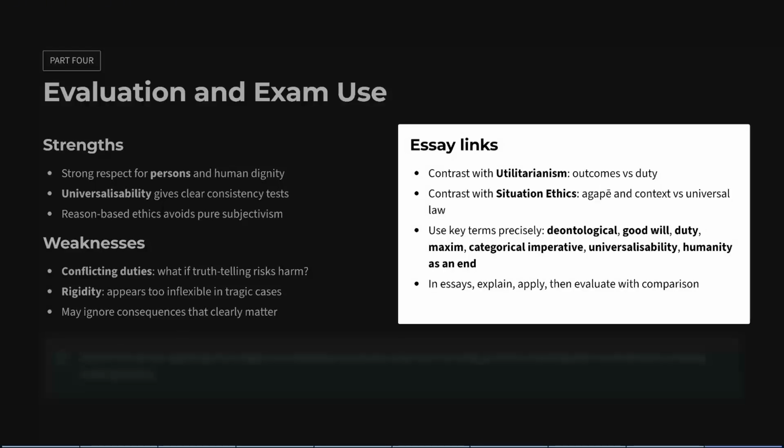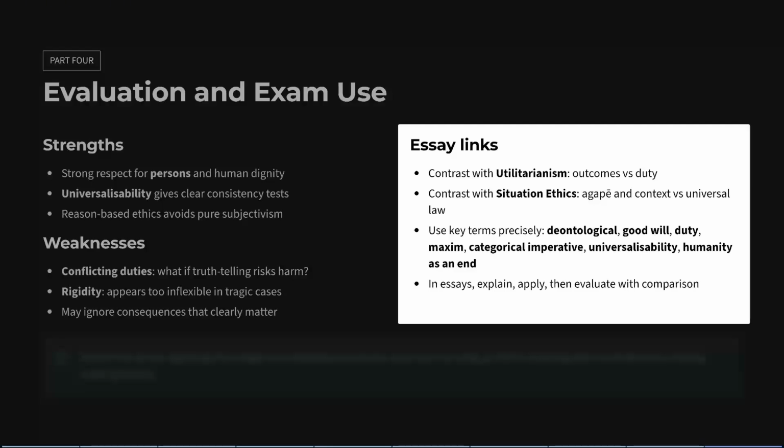Now contrast utilitarianism here, outcomes and aggregate happiness, versus duty and the categorical imperative. Both of them have a strong claim to moral seriousness. The question is which one of them grounds morality more convincingly. You should contrast situation ethics, agape and contextual judgment, versus universal law and rational duty here. Fletcher insists every situation is unique, but Kant insists the moral law is the same for everyone in every situation.